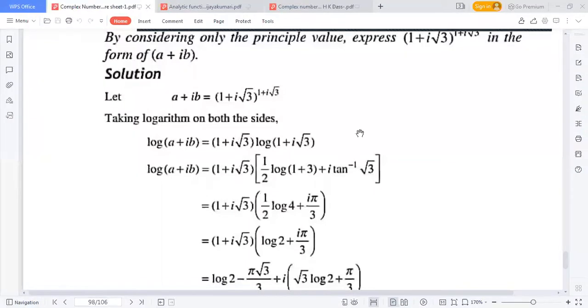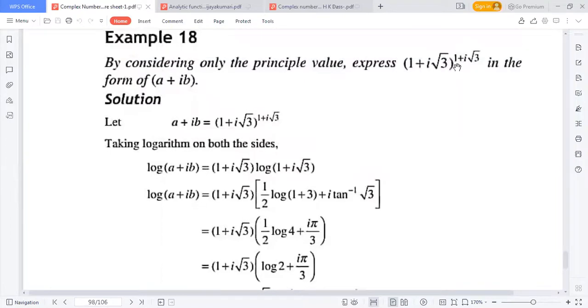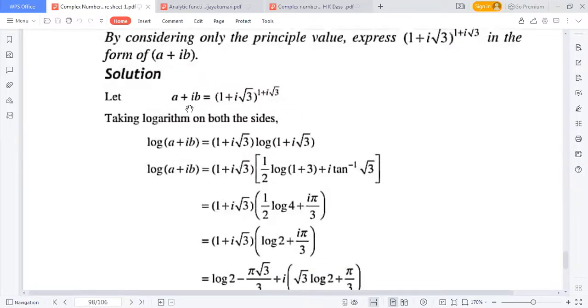Okay, now another same example: by considering only the principal value, express (1 plus i root 3) to the power (1 plus i root 3) in the form a plus ib. That means in complex form. Let us consider a plus ib equals (1 plus i root 3) to the power (1 plus i root 3). So taking logarithm on both sides, log of a plus ib equals, this is the power, so using the power rule for logarithm, (1 plus i root 3) times log of (1 plus i root 3).